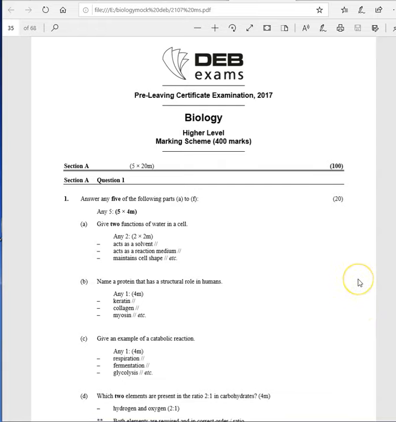So give 2 functions of water in a cell. So water can be used as a solvent, it can be used as a reaction medium, it can be used to maintain cell shape. It's also used for temperature regulation, so you can write down any of those.